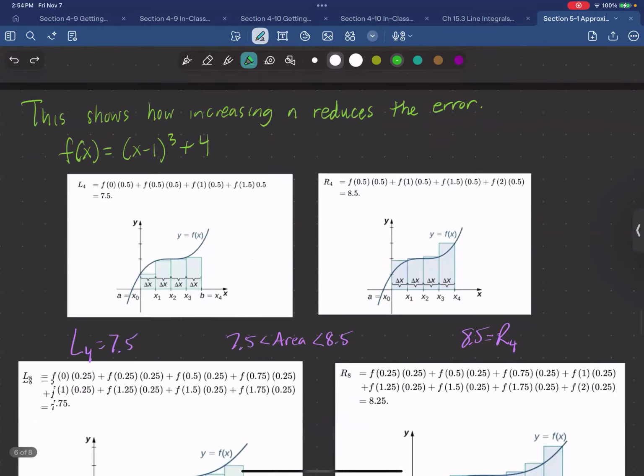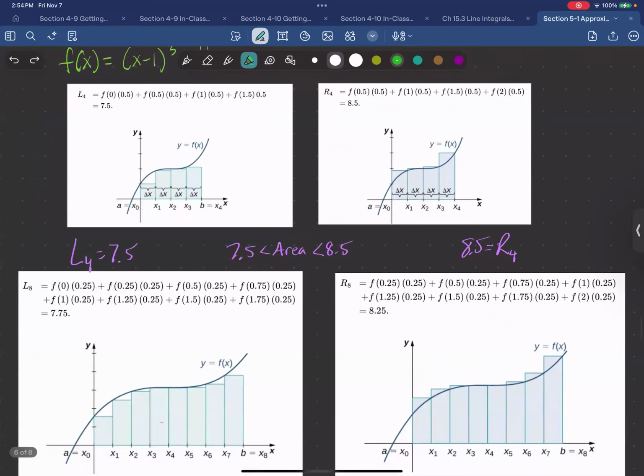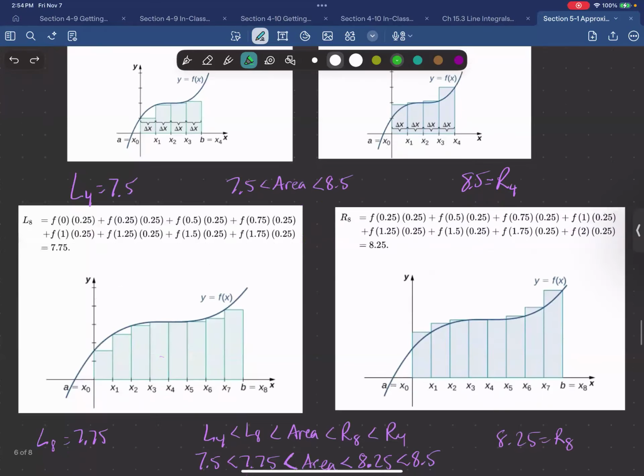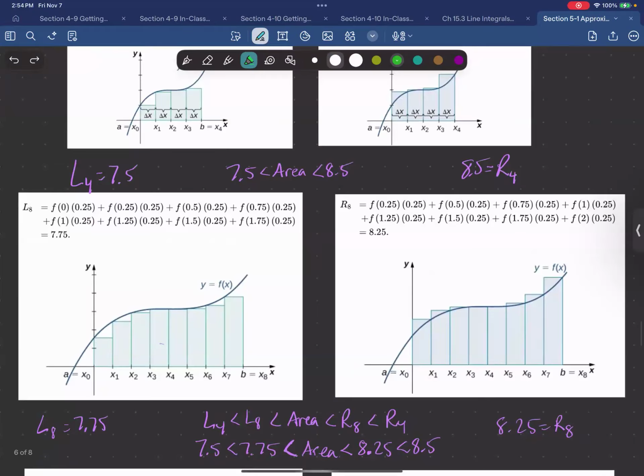And then if we do 8 rectangles, notice that the space kind of gets a little shorter on them. They kind of stretch this graphic out, makes it look a little bit better. But when we add up all these, we get 7.75 and 8.25, which is bigger than 7.5 and less than 8.5. So L4 is less than L8 and R8 is less than R4. And our true area is getting squeezed in.